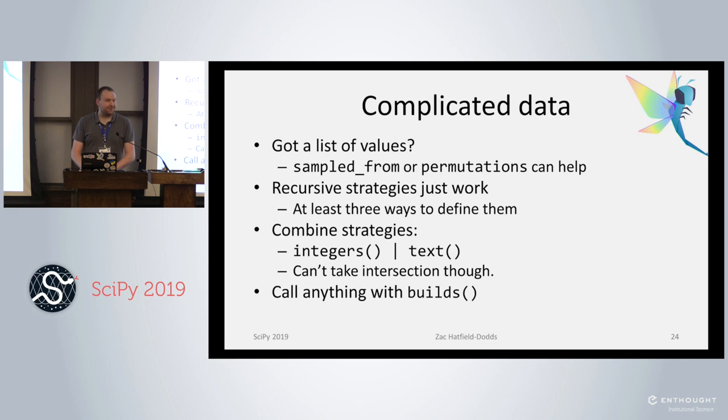Yeah. The recursive strategies do generate stuff, though. You can combine strategies. So in general, you can take the union of strategies, but not the intersection, because in the general case, that's just awful.